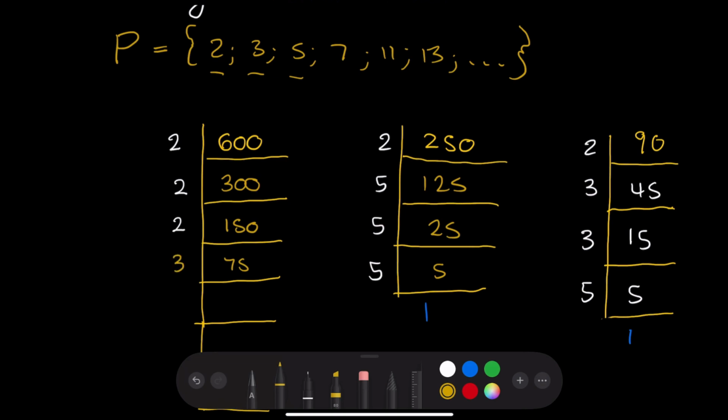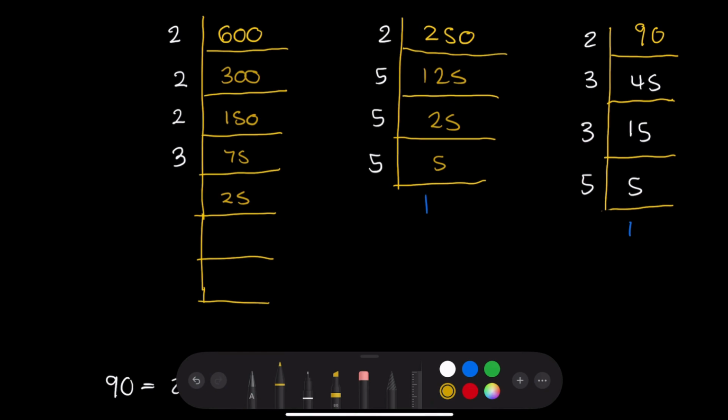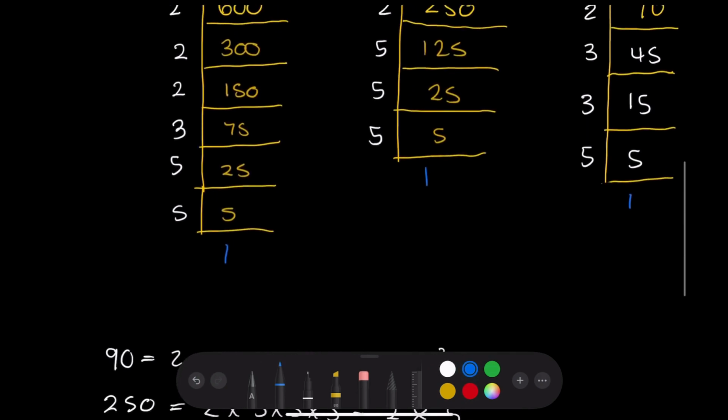Then 75 divided by 3, does it leave a remainder? No, it doesn't. Therefore, I can put 3. Then 75 divided by 3 gives me 25. Can 25 be divided by 3 without leaving a remainder? That's no. Then I have to go to my next prime factor, which is 5. 25 divided by 5 is 5. 5 divided by 5 is 1. Then the value there is 1.